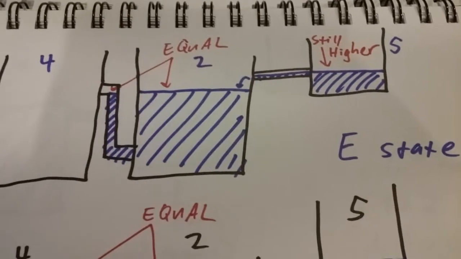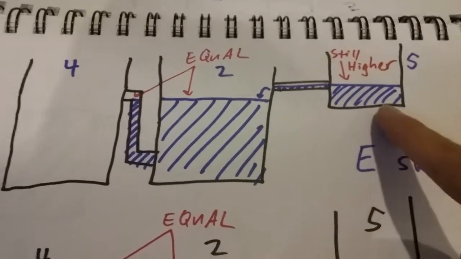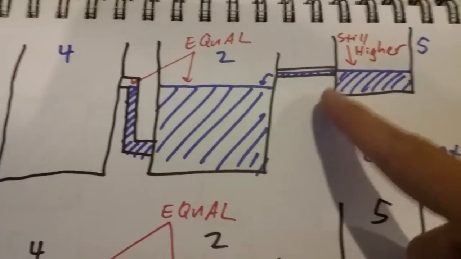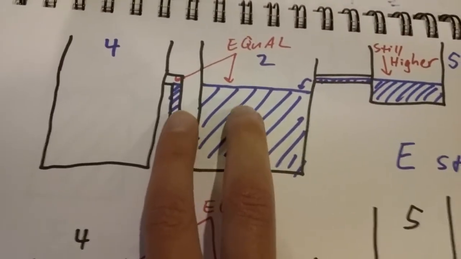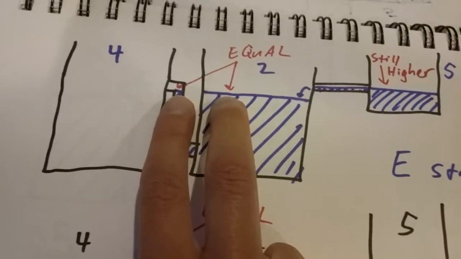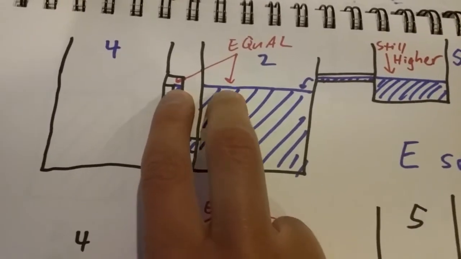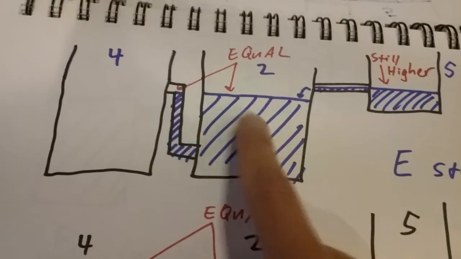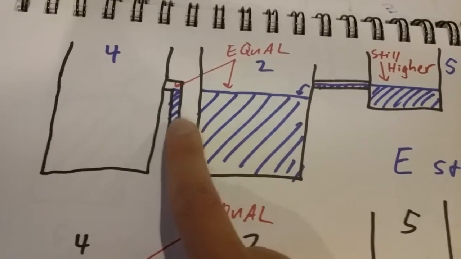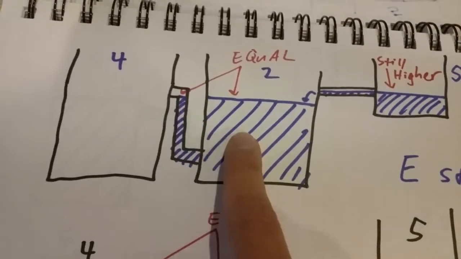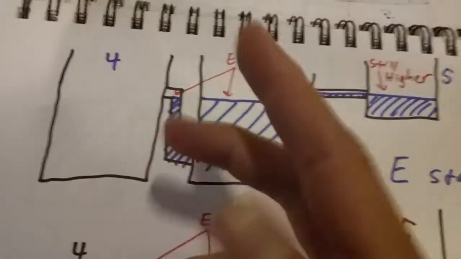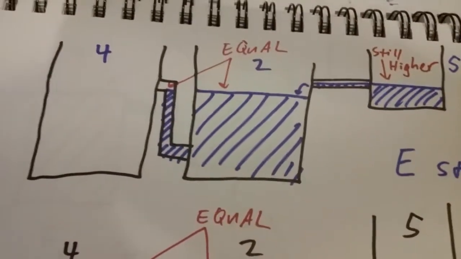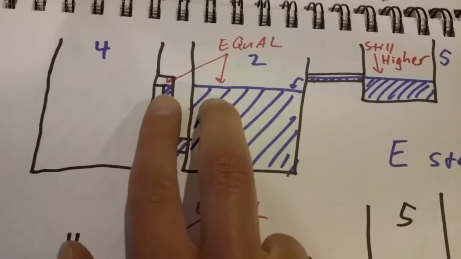Now we find ourselves in E state, where the water in tank 5 is still higher than the water in the other tanks, so it continues to flow in. The water in tank 2 and the water in this tube are still at an equal level to each other. And so that's how this water kind of pushes into here, because the gravity in tank 2 and the gravity in tank 4, or this tube, are the same. Water seeks the lowest point, and this is the lowest point.